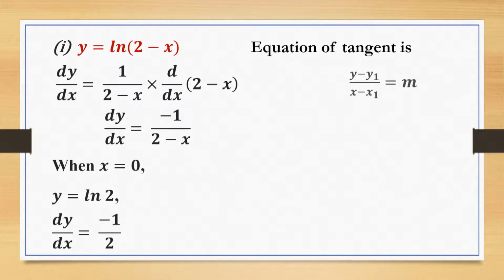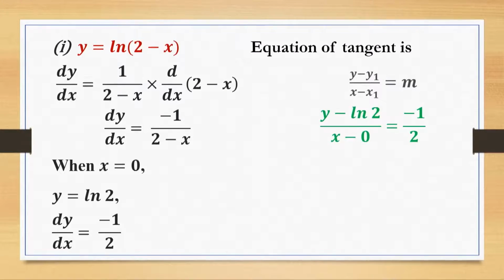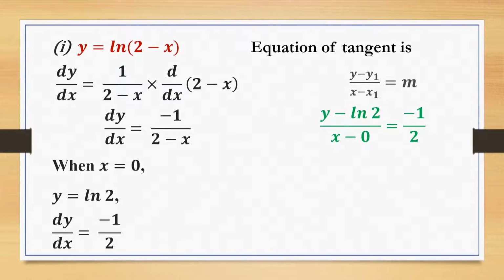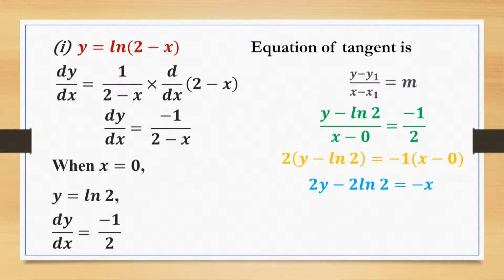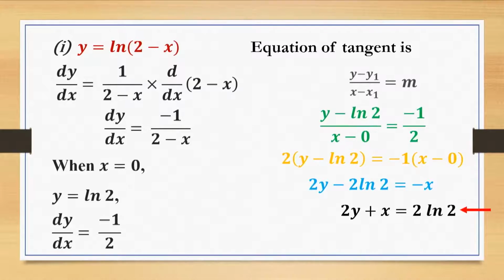y minus y1 over x minus x1 equal to m. So I will get y minus ln 2 over x minus 0 equal to minus half. Cross multiplying, expanding the brackets, and simplifying will give me the equation of the tangent as 2y plus x equal to 2 ln 2.